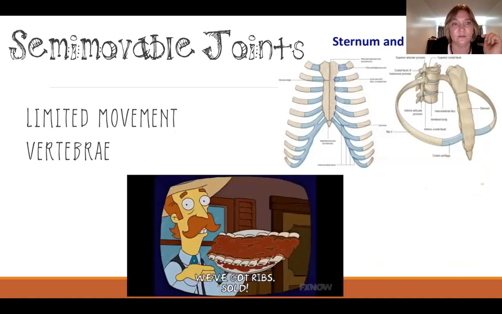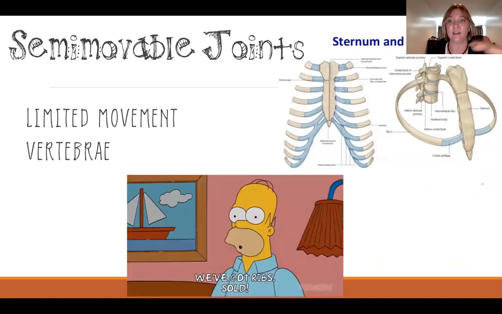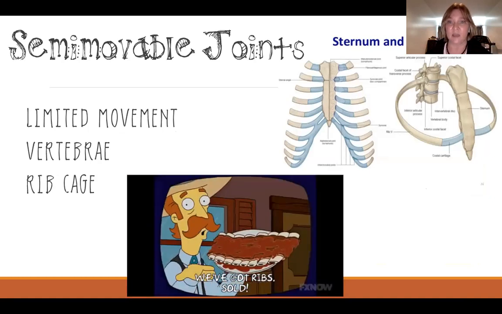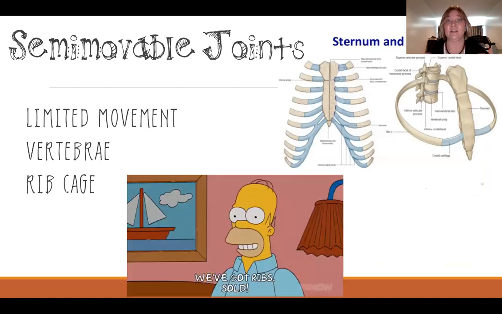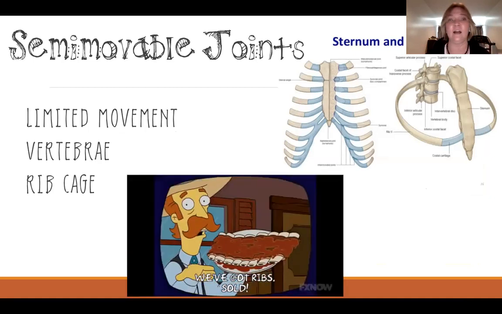Semi-movable joints allow limited movement, like in your vertebrae and in your rib cage. So your rib cage allows some expansion, but it doesn't allow a whole lot of movement.